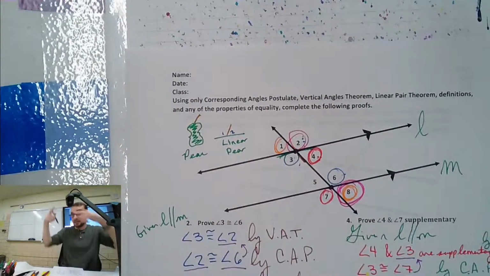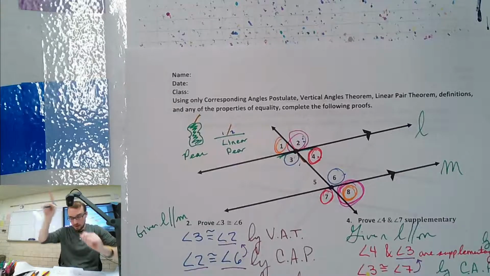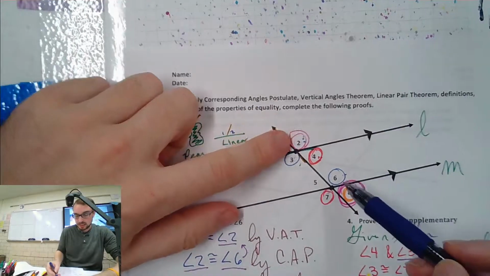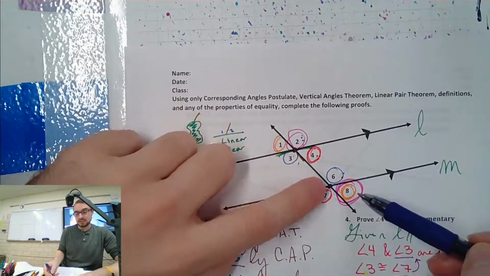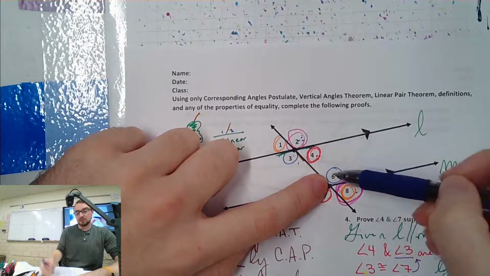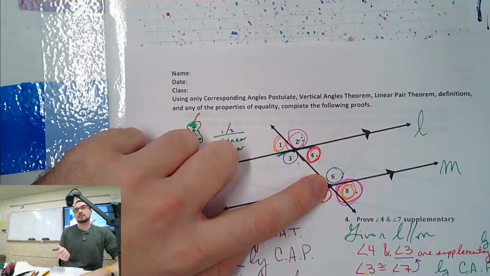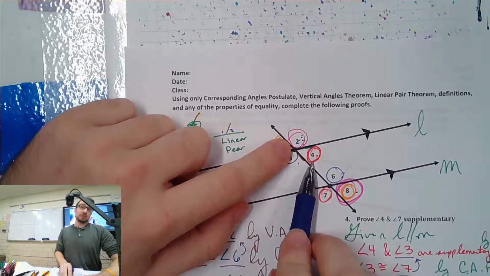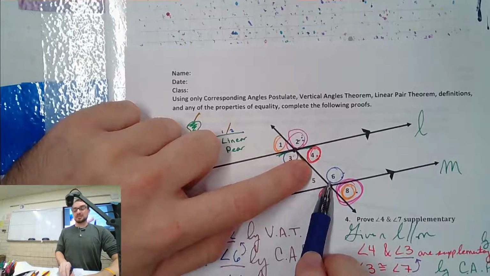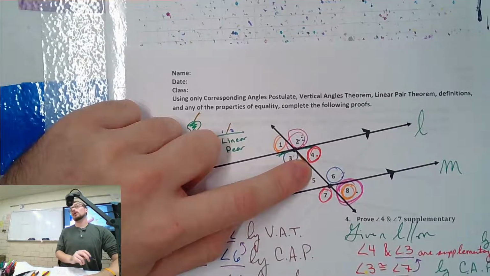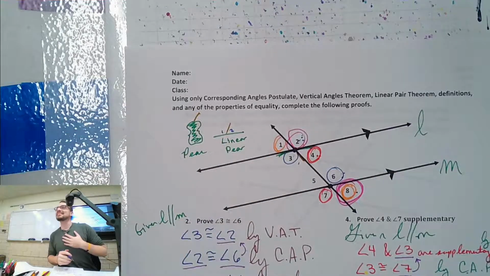The way we did it was we said 2 and 6 by corresponding angles postulate, 6 and 8 are supplementary, so I switch out the 2 for the 6. You said 2 and 4 are supplementary, 4 is the same thing as 8, switch out the 8 for the 4. It's all good. I like both.